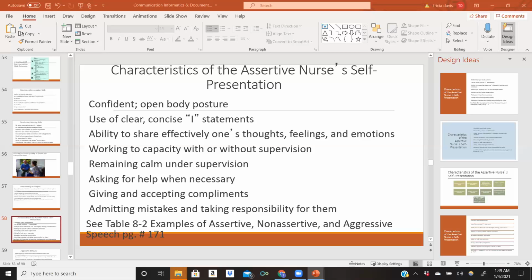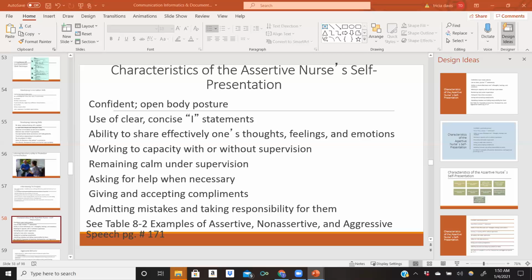The use of assertive behaviors in communication respectfully expresses your views, opinions, and concerns regarding patient care without any type of judgment at all or without blaming anyone else. Characteristics of the assertive nurse's self-presentation include confidence. They have a very open, welcoming body posture. They maintain eye contact with the patients and with the other members of the healthcare team when they're speaking. They use very clear, concise I statements and the ability to share effectively their thoughts, their feelings, and their emotions in a non-defensive manner.